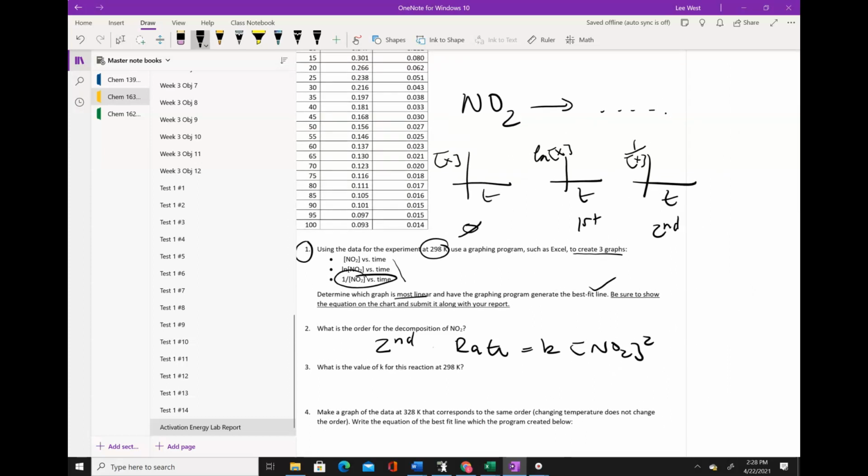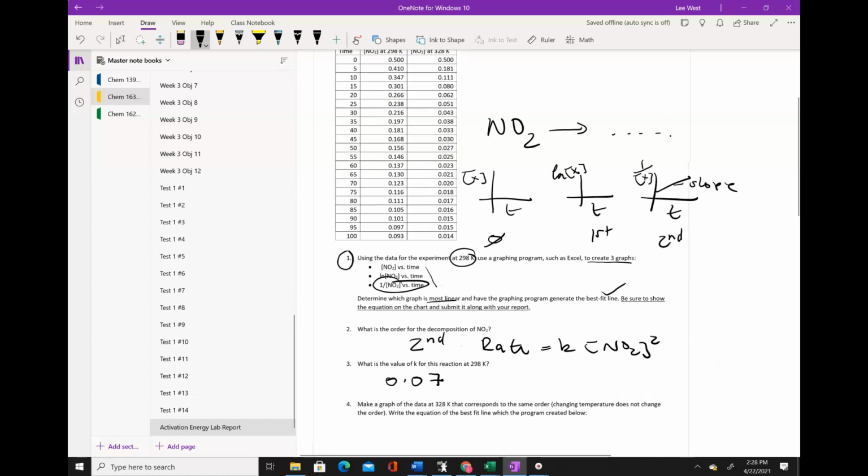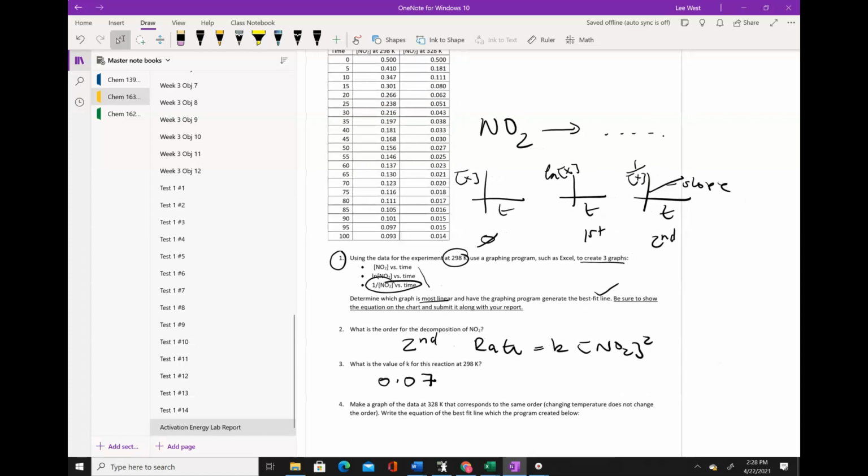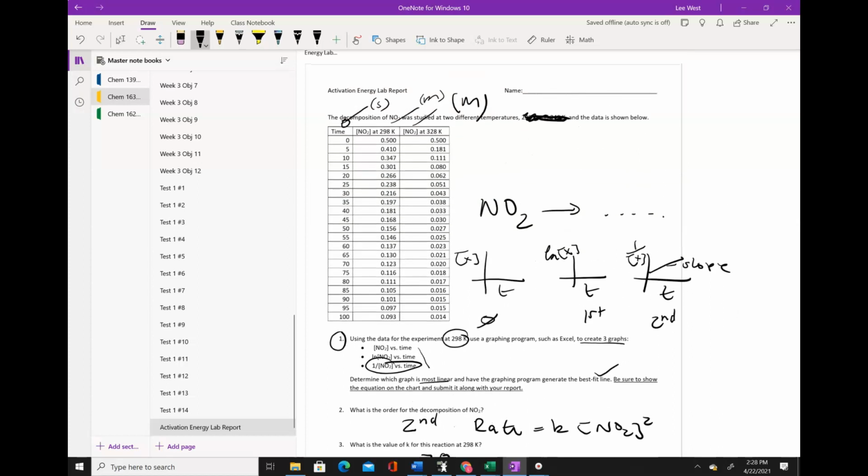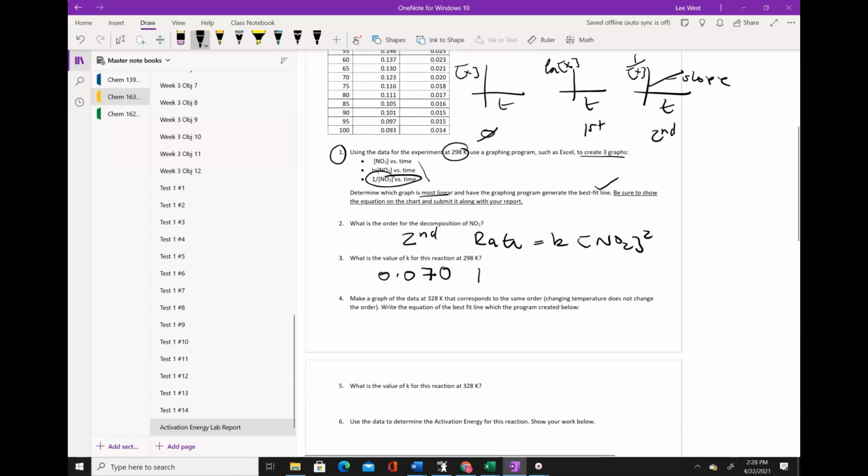So that's just going to be the slope of our graph there. And it was 0.07. And we should be realistic about our sig figs here, so I think 2 sig figs is fine. Now, what are going to be our units? Well, it's second order, so we should have units of concentration to the -1, and then time to the -1. So that's seconds to the -1. So you want to think about that.